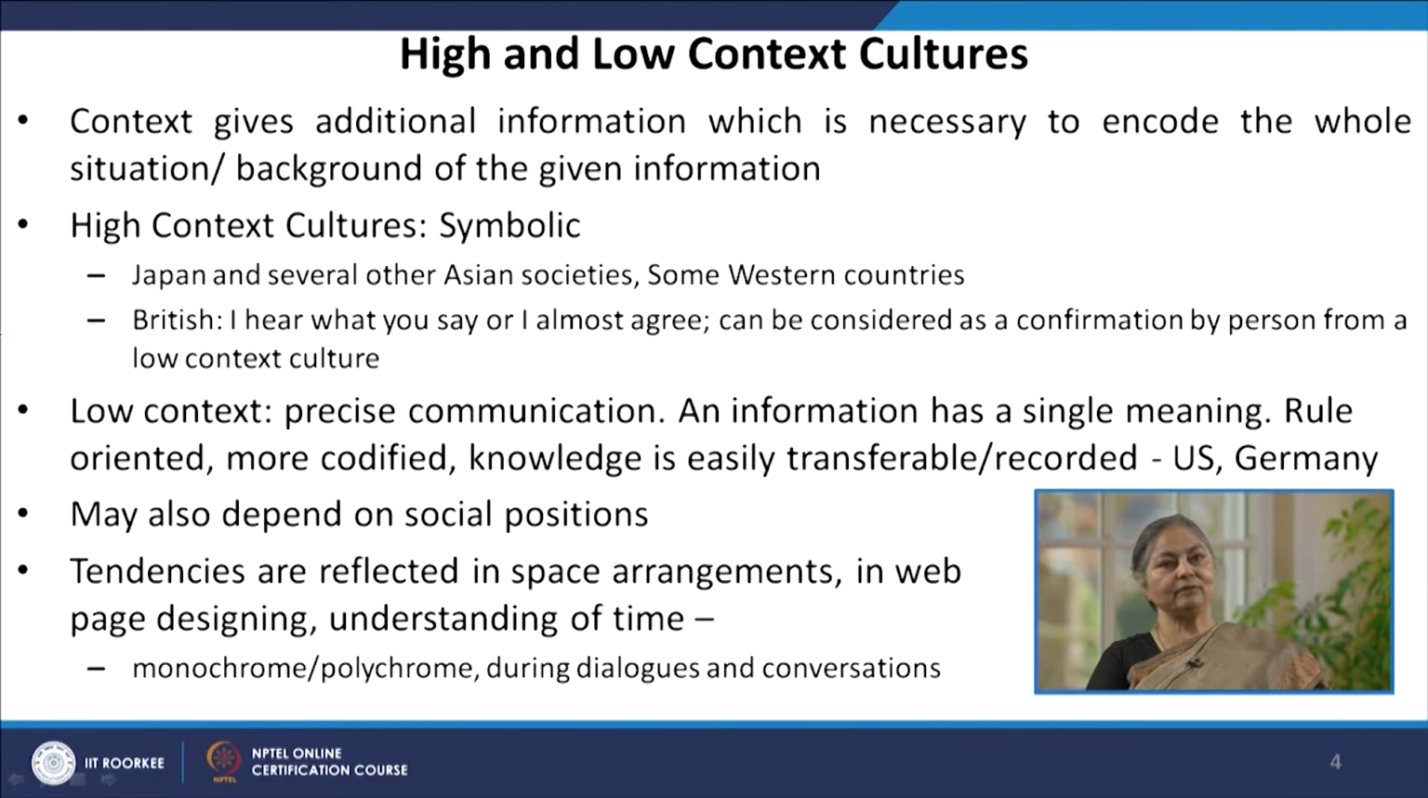On the other hand, we find that the low context culture believes in a precise communication. In low context culture, a single piece of information has only a single meaning, and the way information is to be decoded is not to be influenced by the rest of the unsaid things which have gone into the background.